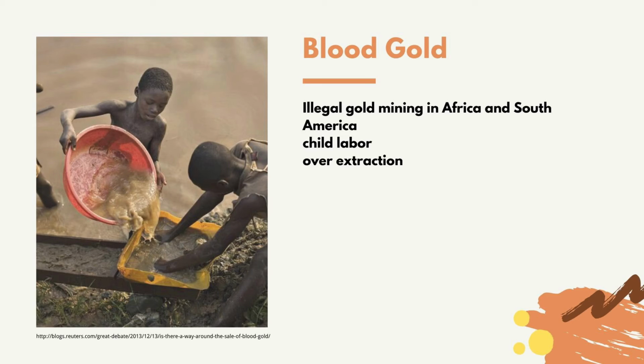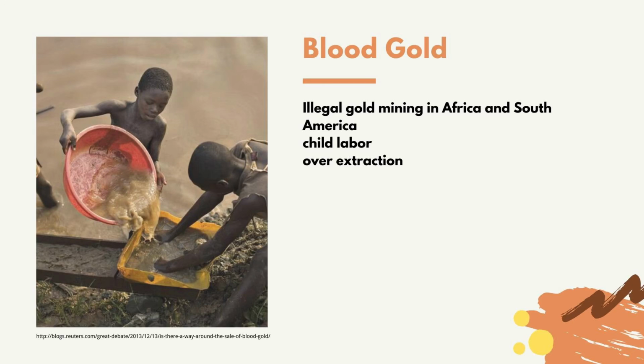And now we are going to talk about a gold controversy. Since gold is a really safe and stable element, it doesn't kill people and it doesn't have any poison, the only controversy about gold is how we get gold. The blood gold problem is illegal gold mining in Africa and South America. It's illegal because they often use a lot of child labor and cause over extraction. During the blood gold extraction process, they often kill a lot of child laborers and don't pay them well, and they often destroy the environment badly.